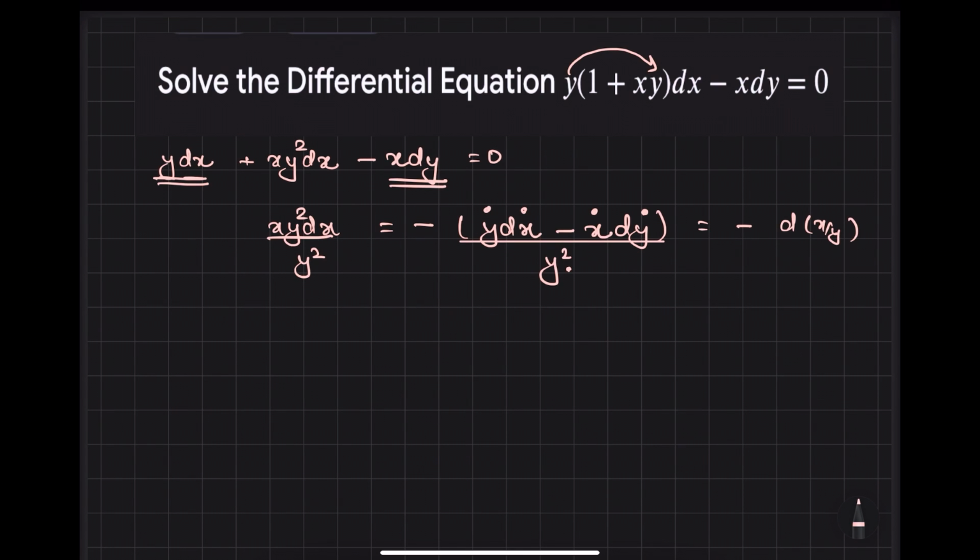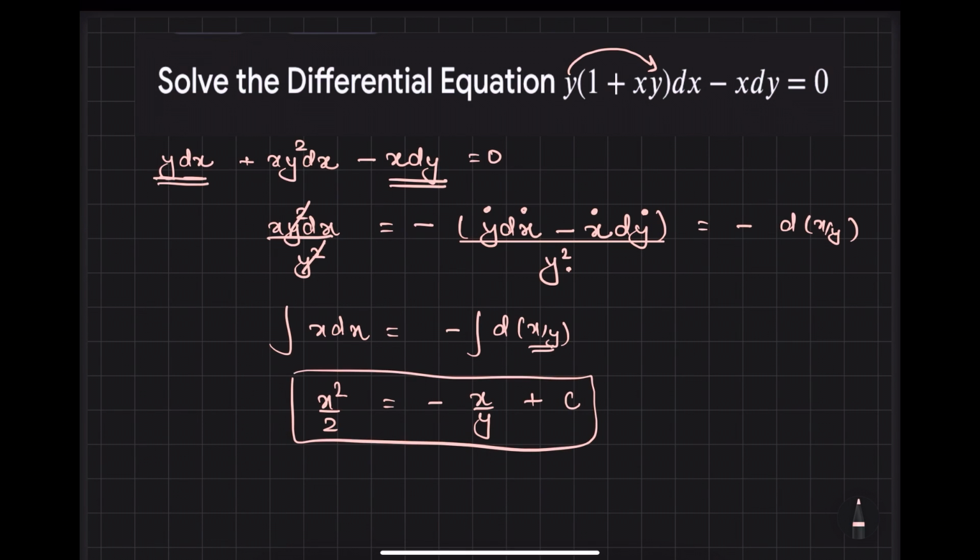Just tell me. This y square is gone, so we are left with x dx is equal to minus of differentiation of this. Now we will do integration on both sides, so this thing will become x square by 2 equals minus, differentiation of this is x. So who is x? This is x, so x by y plus integration constant c.